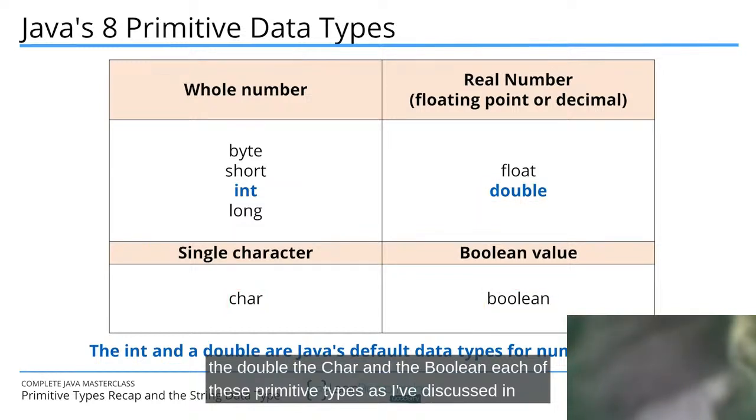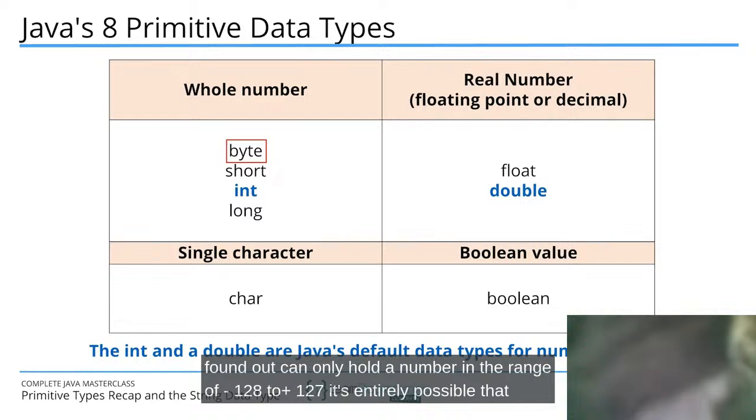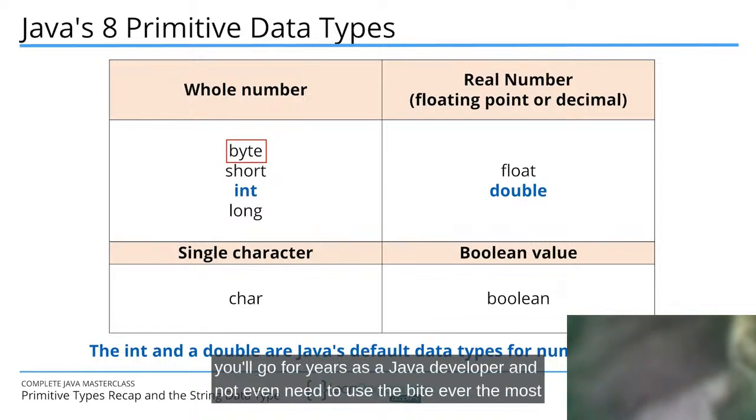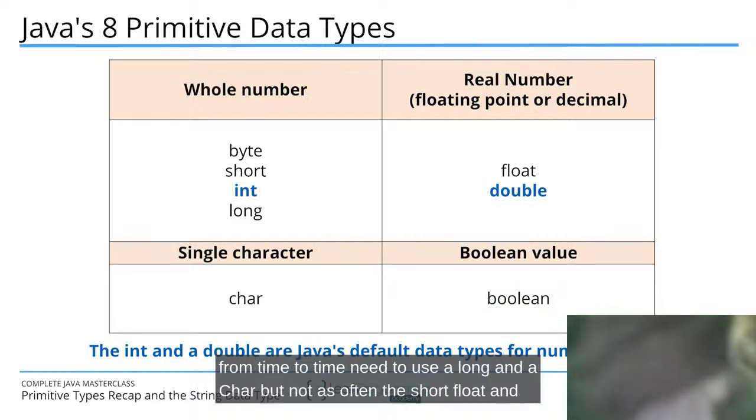Each of these primitive types, as I've discussed in previous videos, has its own size and is used for different purposes. The byte, as we found out, can only hold a number in the range of -128 to +127. It's entirely possible that you'll go for years as a Java developer and not even need to use the byte ever. The most common primitive types you'll use will be an int, a double, and a Boolean, and you'll probably from time to time need to use a long and a char, but not as often.